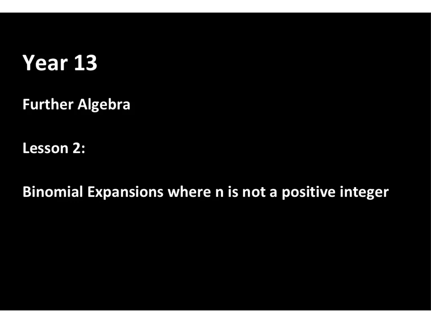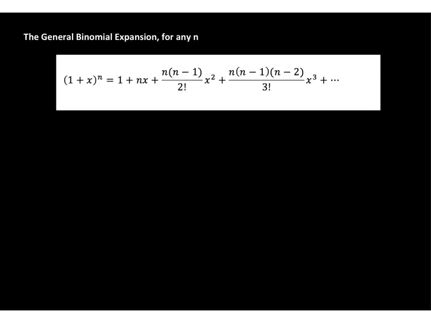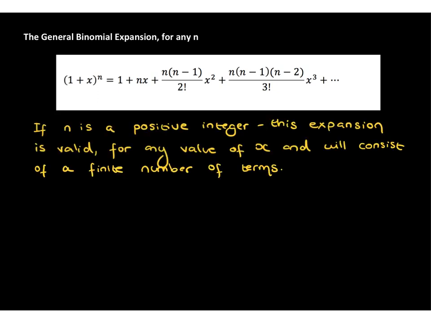Year 13, Further Algebra, Lesson 2, Binomial Expansions where n is not a positive integer. So in our last lesson, we introduced the general binomial expansion which can be used for any value of n. Now, we did note at the end of the last lesson that if n is a positive integer, then this expansion is valid for any value of x. Additionally, if n is a positive integer, then this expansion will consist of a finite number of terms.